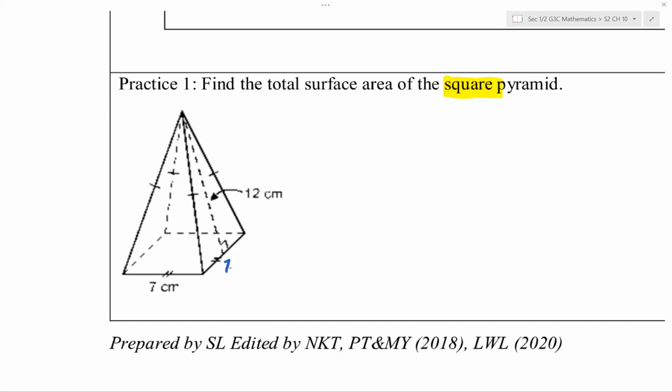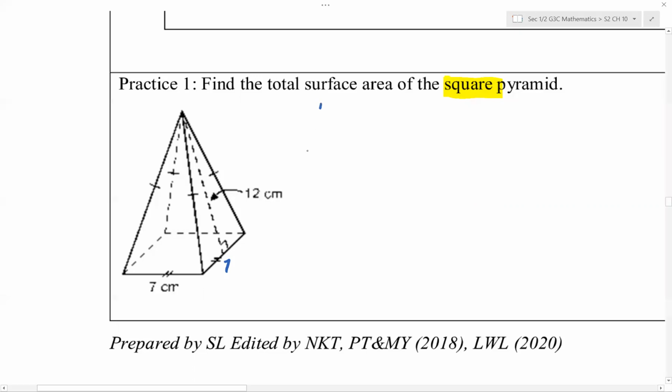Because all of them have the same triangles, we can find the area of 1 triangle multiplied by 4. Then add that to the area of the square. So the square is not a problem. What about for the triangle? For the triangle, the area is given by half times base times height.